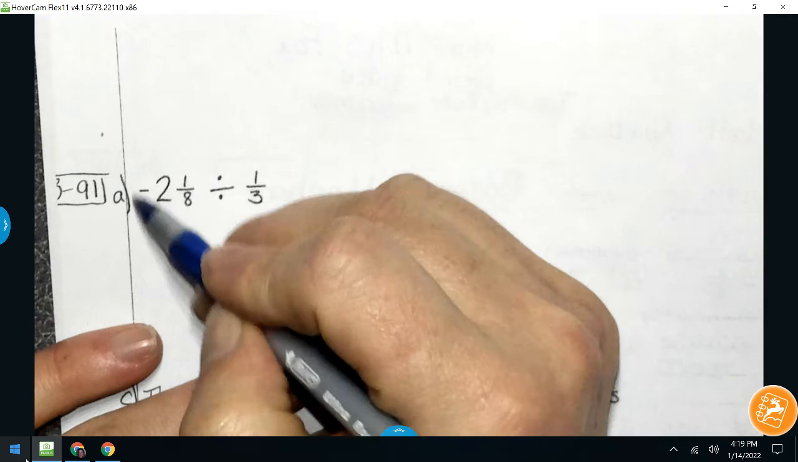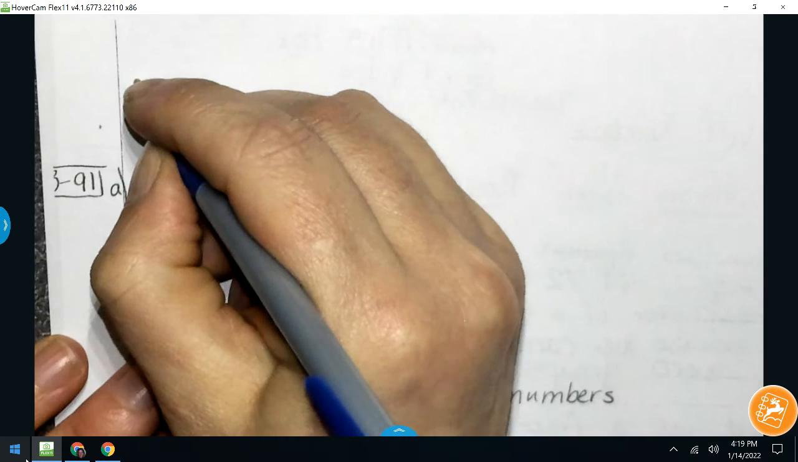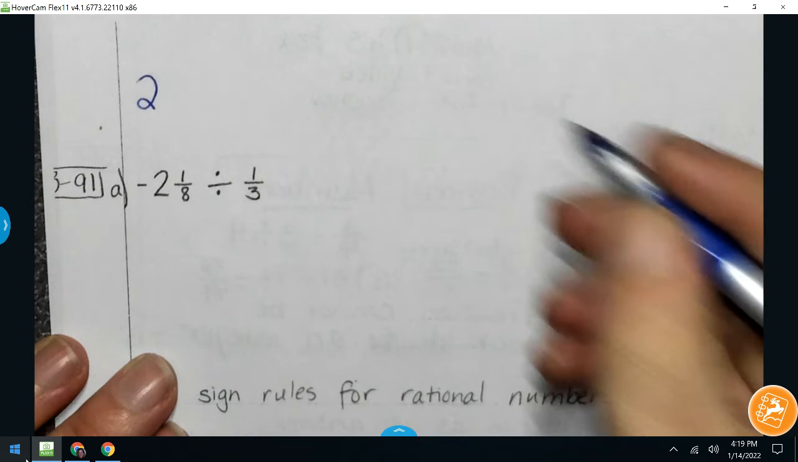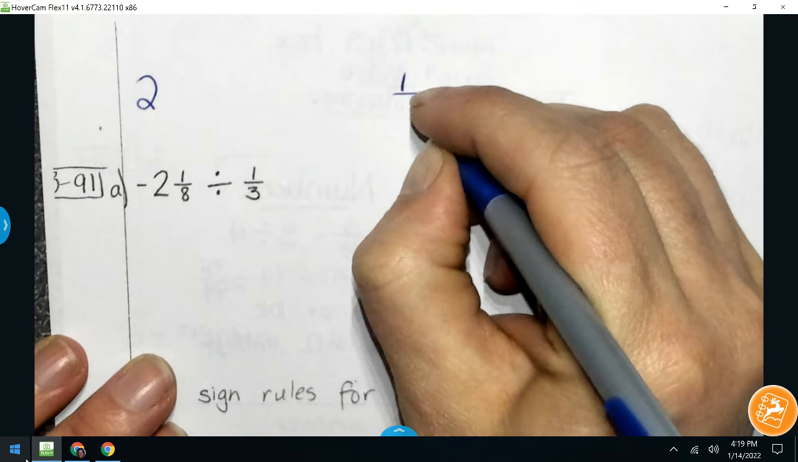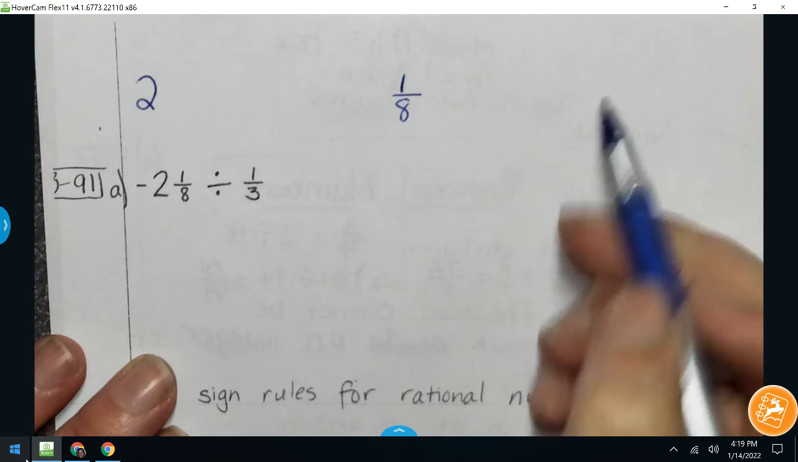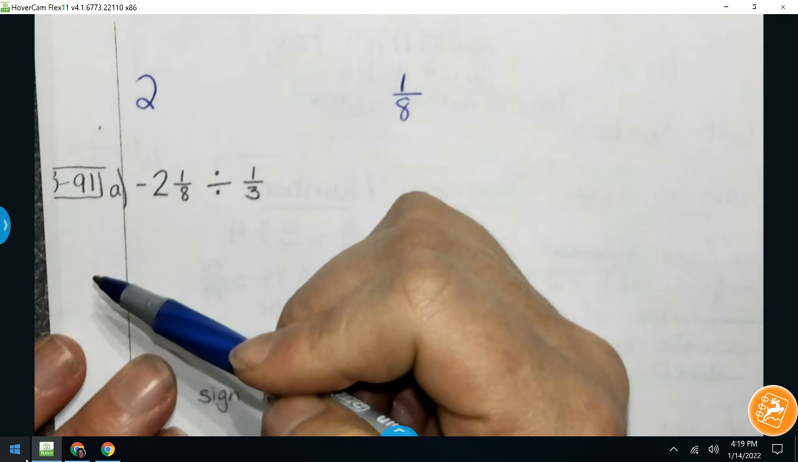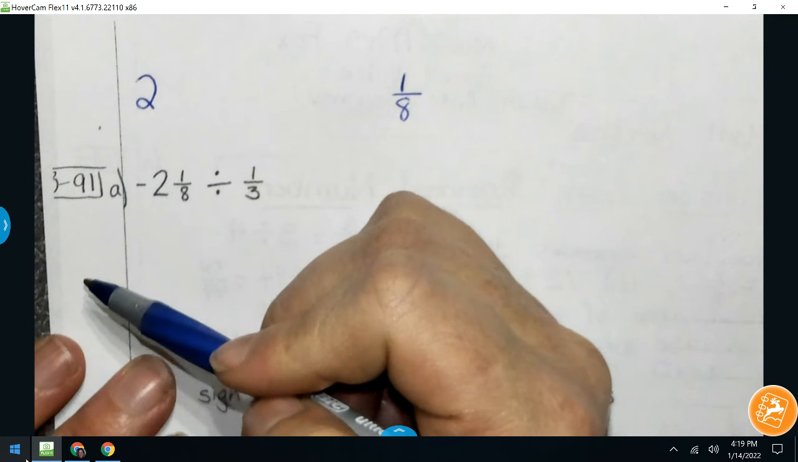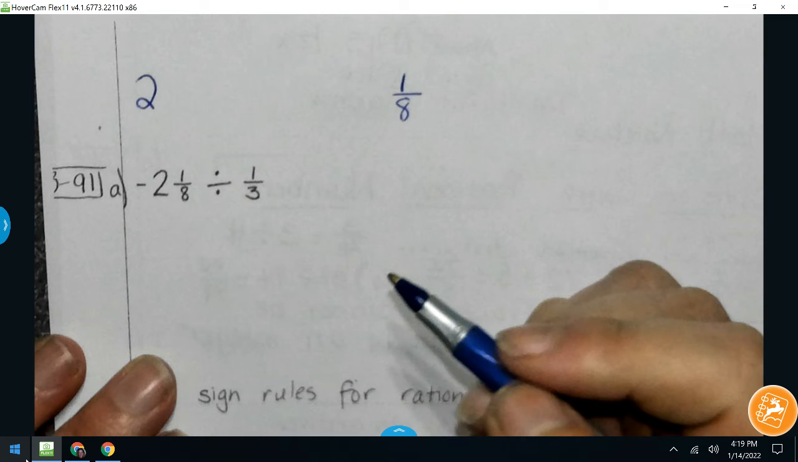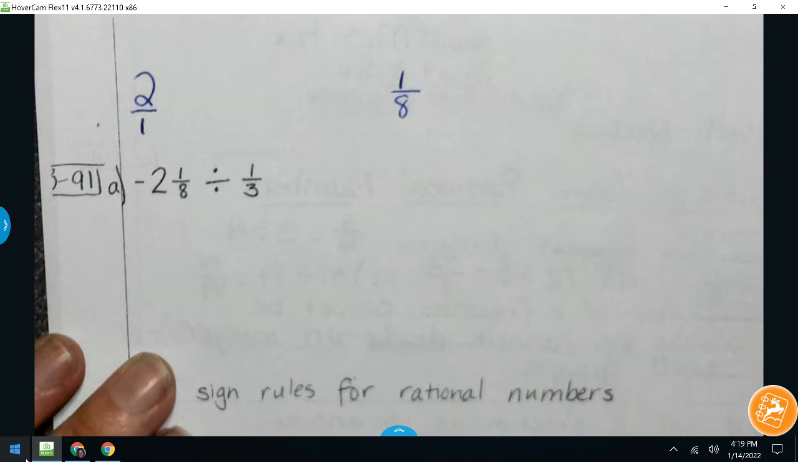So I'm going to take this number right here and I'm going to decompose it. I'm going to pull it apart. So I have my whole number, which is 2 here, and I have my 1/8 right here. So the first thing that I need to do is take my whole number and change it to a fraction. And so every whole number has a denominator of 1. We just don't write it.